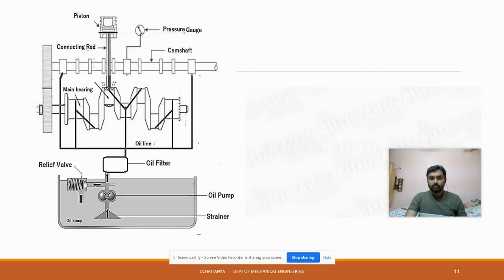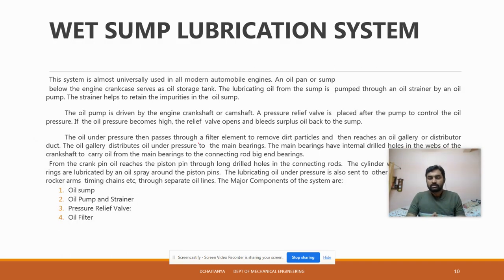So coming to wet sump lubrication. This is the system you can see used in modern automobile engines. The parts are the same, but there are some design changes. You can see the oil sump, oil pump and strainer from the previous one, and there is a pressure relief valve. The pressure relief valve is also important: if the oil pressure becomes higher, the relief valve will open, and sometimes oil will be drained.